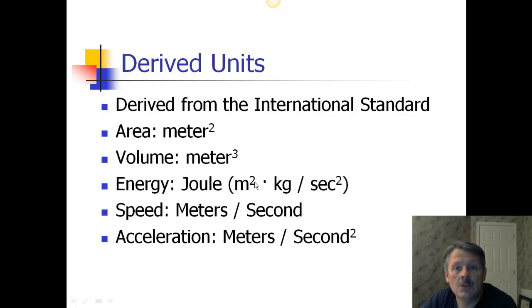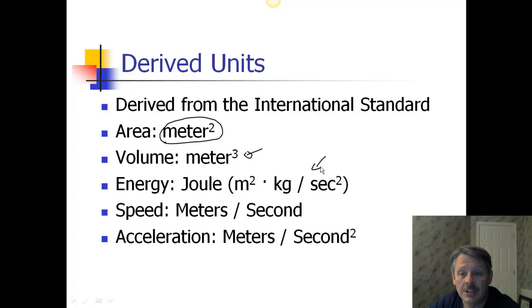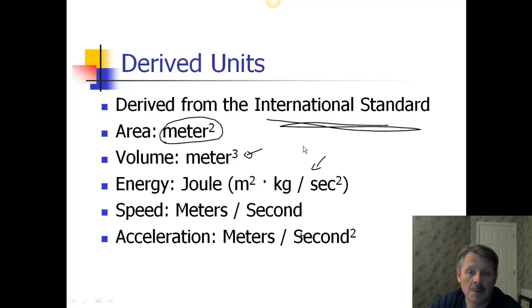All right, so now we can derive units from those 7. For example, the unit for length is meters, so we can come up with area, which is meters squared, or meters times meters. For volume, it would be meters cubed. For energy, we have this really crazy thing, which is meters squared times kilograms divided by seconds squared. But that's energy. And notice all of these units, meters, kilograms, and seconds, are our base units in the international standard. Speed is in meters per second, and acceleration is in meters per second squared. All of these are derived from the international standard. You don't need to memorize those. That's just so that you understand what a derived unit is.